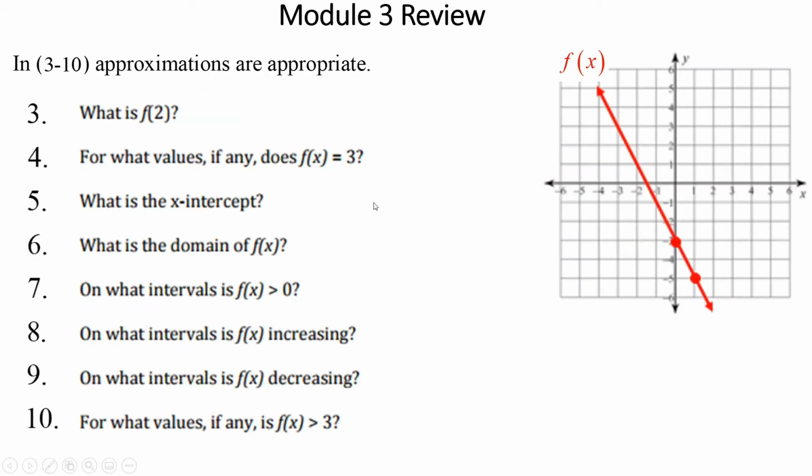Okay, on the third slide of the Module 3 review, we have problems 3 through 10. And we are told that approximations are appropriate to answer any of these questions. So sometimes we're going to have to approximate. So, number 3, what is f of 2? Well, this 2 would be my input, so I look at the graph where x equals 2, that's right there, and then I slide down to find my output. It's a little bit off the grid. Okay, so I'm going to have to approximate what that would be.